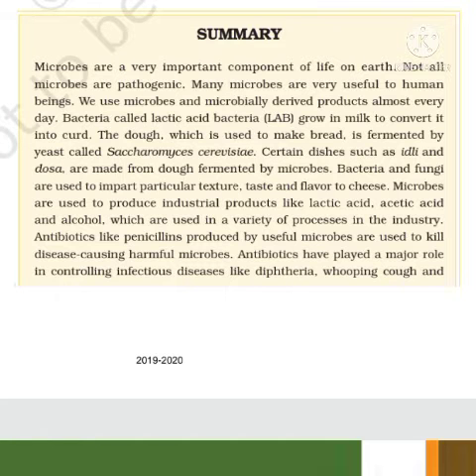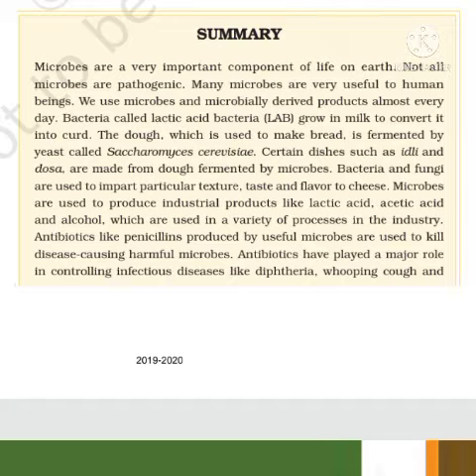Summary: Microbes are a very important component of life on Earth. Not all microbes are pathogenic. Many microbes are very useful to human beings. We use microbes and microbially derived products almost every day. Bacteria called lactic acid bacteria (LAB) grow in milk to convert it into curd. The dough which is used to make bread is fermented by yeast called Saccharomyces cerevisiae.